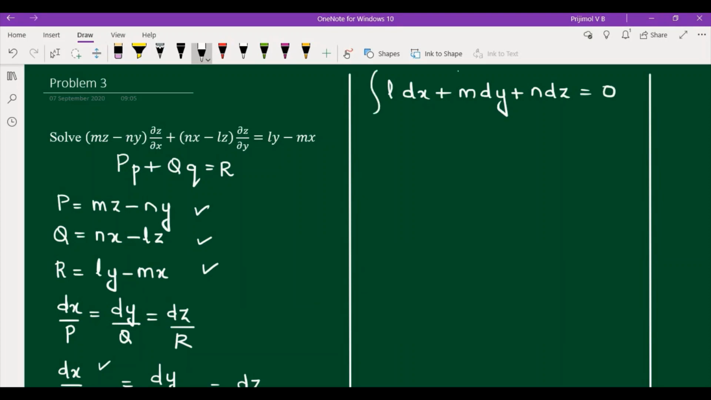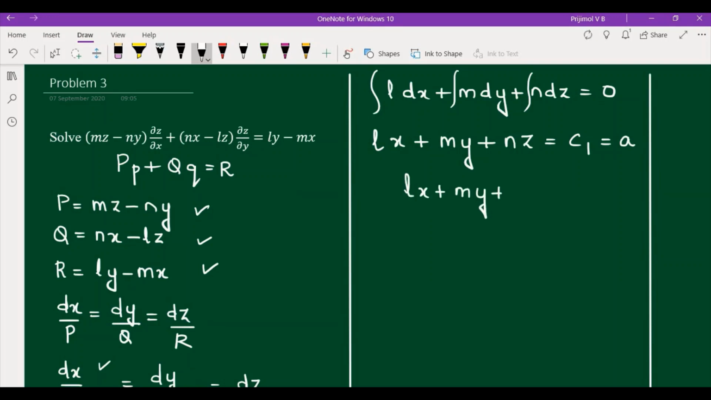So after integrating this term by term, L is constant, so constant into variable, plus M is a constant, so constant into variable, plus N is constant, so constant into variable, equal to a constant, say c1. You can call this A. Now we have got a solution, lx plus my plus nz equal to A. You can call this solution u. Call this equation number 2.